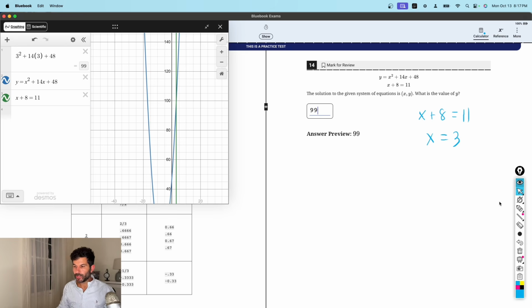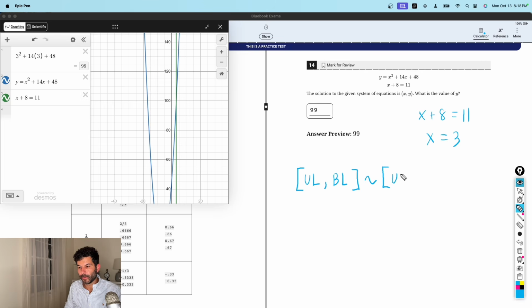Okay. What I want to show you guys as well is the way to do it on Desmos using a regression. We want to make 2 lists. We want to have a list with certain elements. And what we want to do here is I want to put my upper left, comma, bottom left, and then I want to close the bracket, put a tilde, and then I'm going to put upper right, comma, bottom right. And what that's doing is saying that y followed by the x plus 8, that side is going to be equal to the x squared plus 14x plus 48, and then the 11, okay?